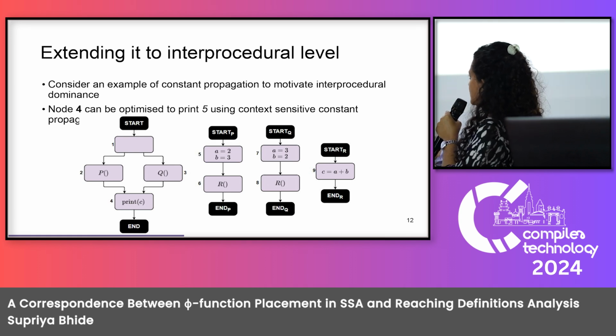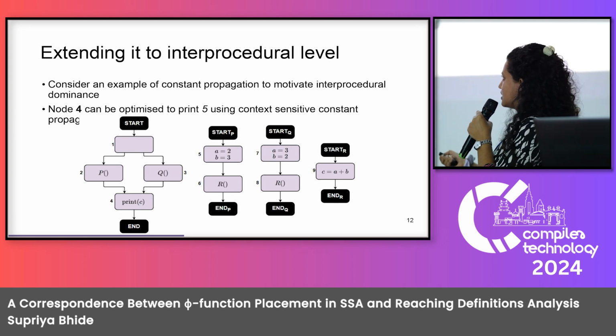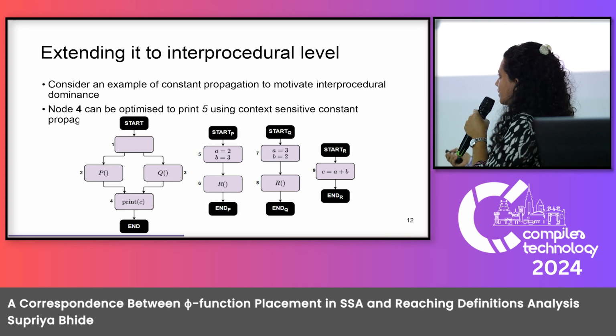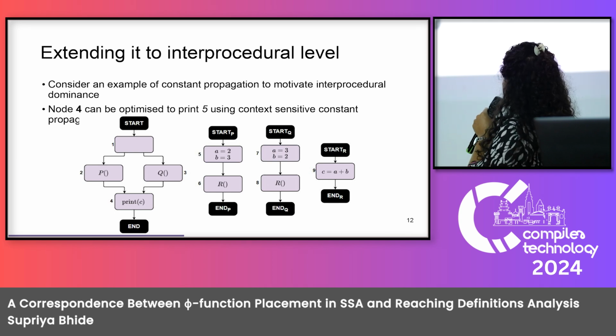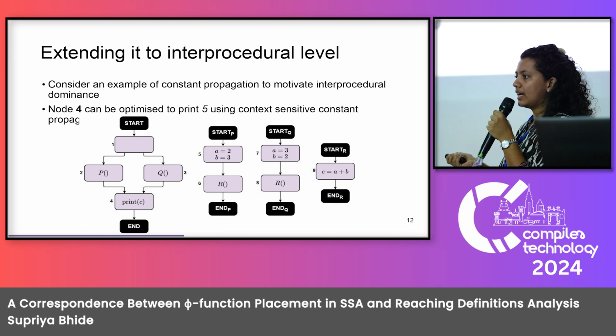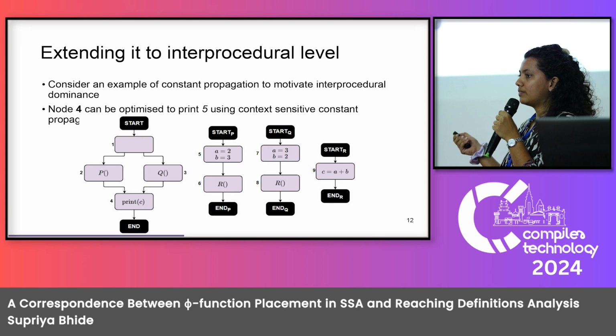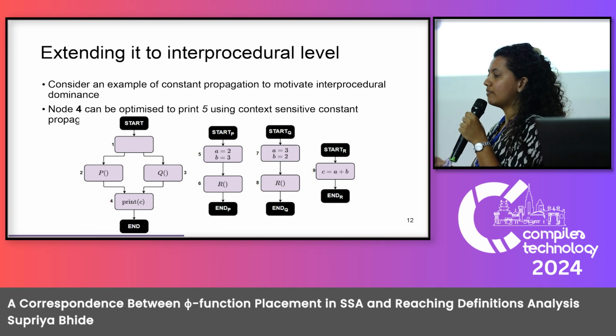We know that the values of A and B here are 2 and 3, they are 3 and 2 here, and thus this should be 5 in both cases. So if we look at this, not every path from start to this particular node passes through node P. But this is what would happen. In this case, we wouldn't be able to do constant propagation. But we can do this if we partition the paths context sensitively.